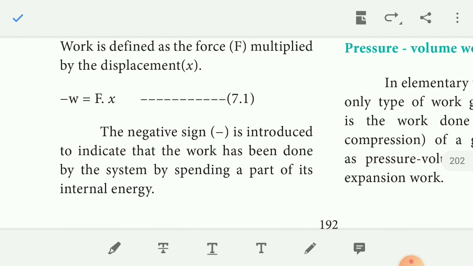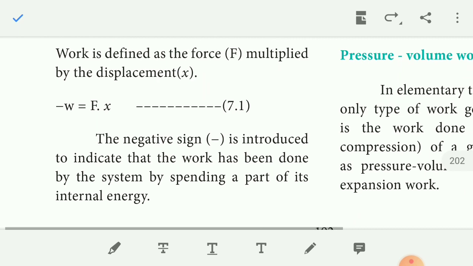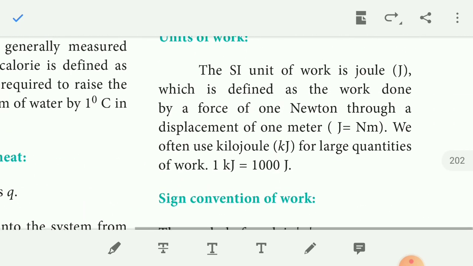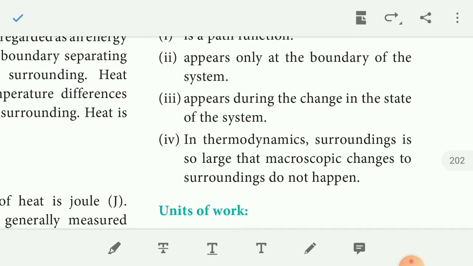So the work is a path function. It appears only at the boundary of the system. Then it appears during the change in the state of the system. Then the fourth point: in thermodynamics, the surrounding is so large that macroscopic changes to the surrounding do not happen.